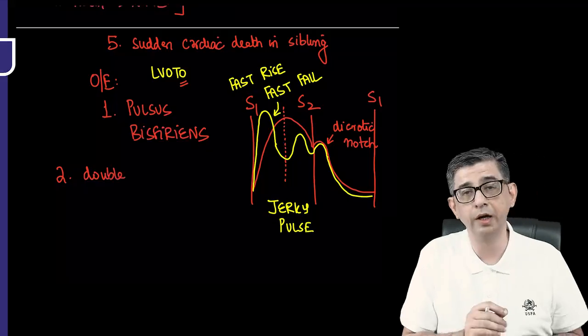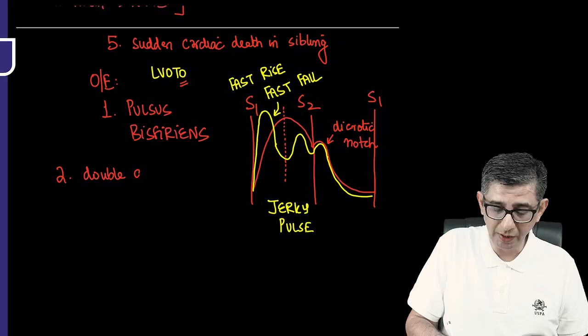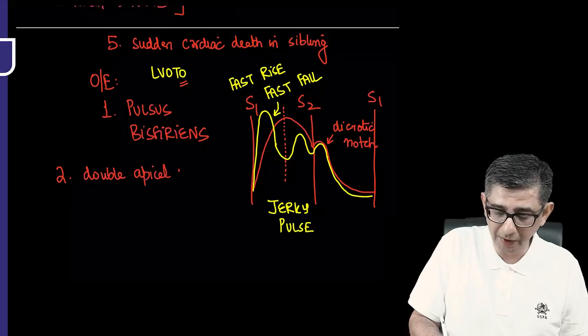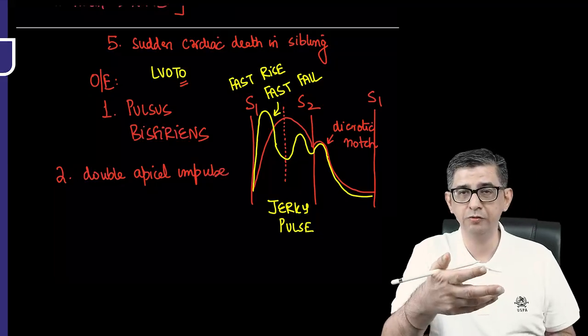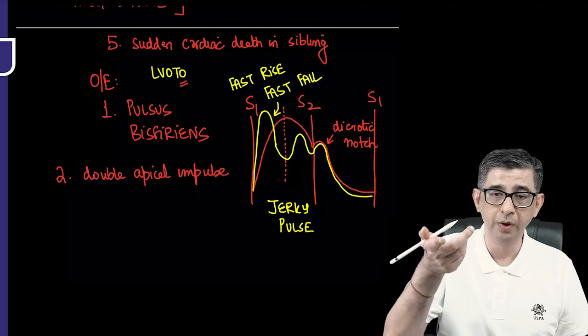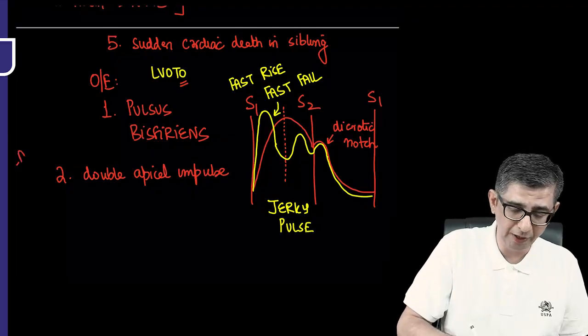The second examination finding that you will encounter in this patient, and would be a good pickup point, will be this word: double apical impulse. Well, let us now understand why you get a double apical impulse in this patient. You see, apical impulse would primarily be because of the force generated by the left ventricle, but in this condition you also get a left atrial hypertrophy.